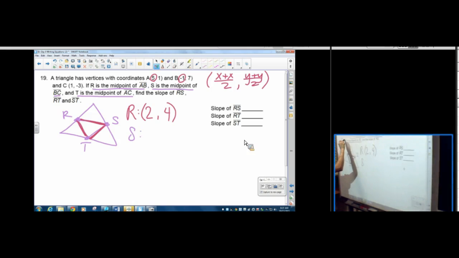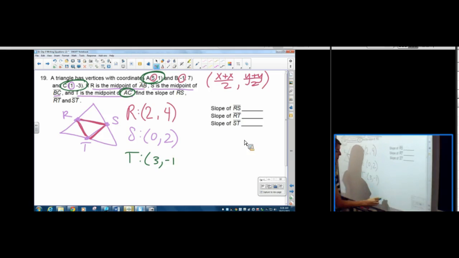S is the midpoint of BC, so we're using B and C. Negative 1 plus 1 divided by 2 would be 0. And 7 minus 3 is 4. 4 divided by 2 is 2. Okay, now we're doing T. T is the midpoint of AC, so I need to use A and C. 5 plus 1 is 6. 6 divided by 2 is 3. Negative 3 plus 1, negative 2, divided by 2, negative 1.